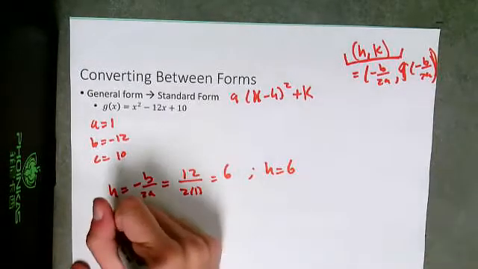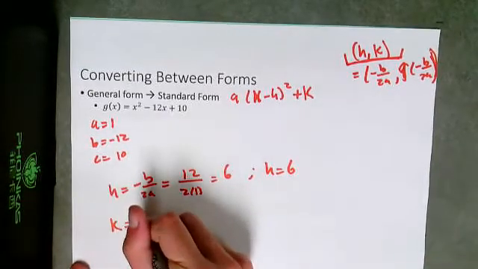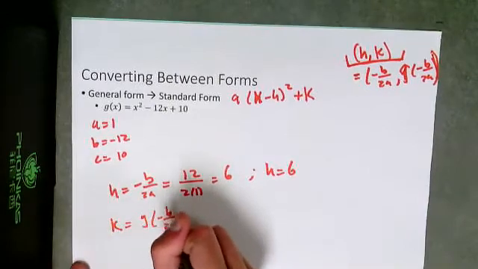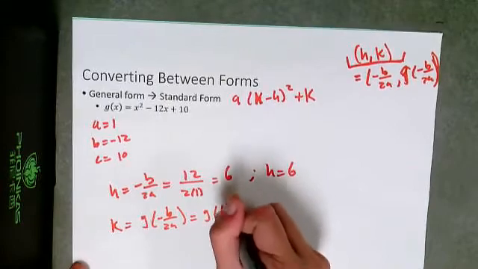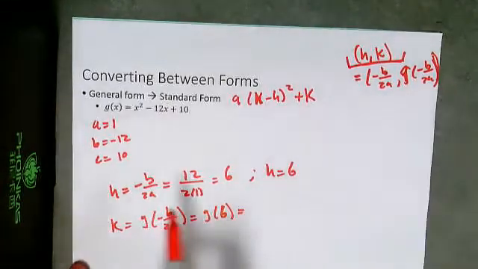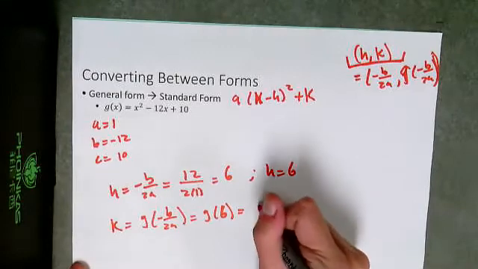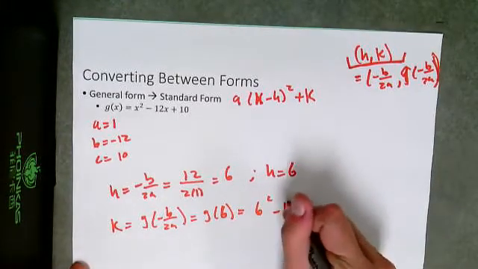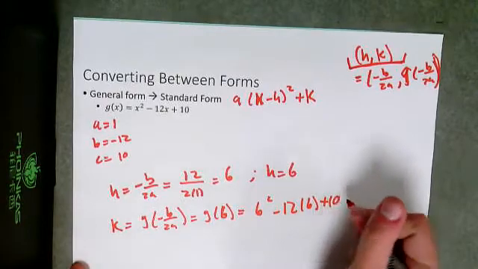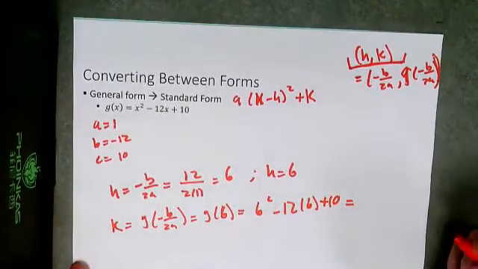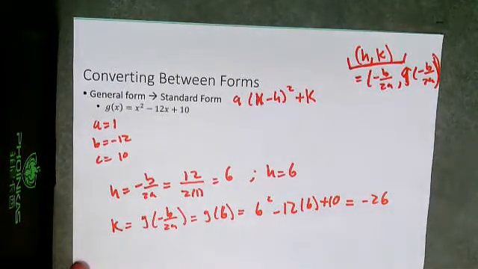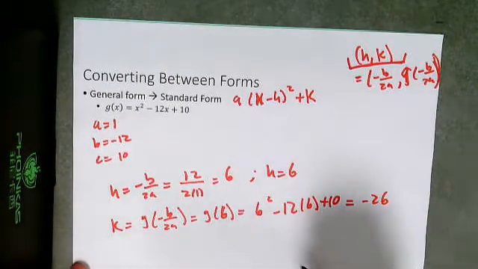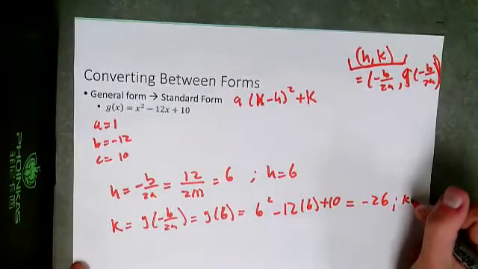Now for the k. K is equal to g of negative b over 2a. Well, negative b over 2a, that's 6. So this is g of 6. And if we plug 6 into here, we get 6 squared minus 12 times 6 plus 10. And that equals something. Negative 26. Yep, did that right off the top of my head. No, I just looked it up. Okay, so we now have that k is equal to negative 26.